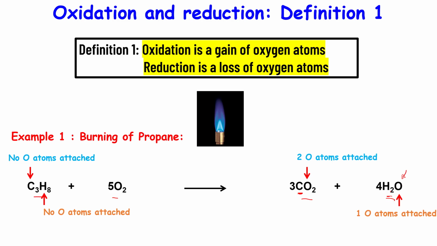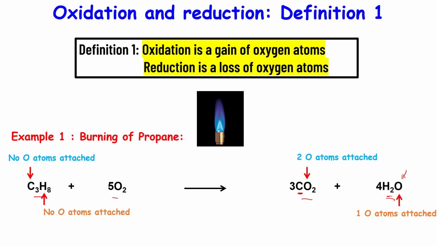So that tells you that carbon has gained oxygens and hydrogen has gained oxygen. And this tells you that the carbon and the hydrogen have gotten oxidized, or we can say that the propane has gotten oxidized to produce CO2 and water. So the first definition here applies only to gaining or loss of oxygen atoms that we can see in certain reactions.